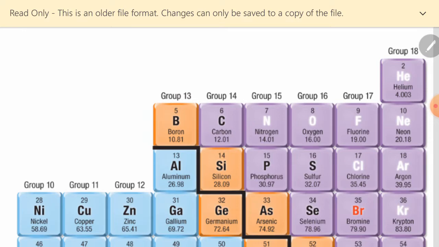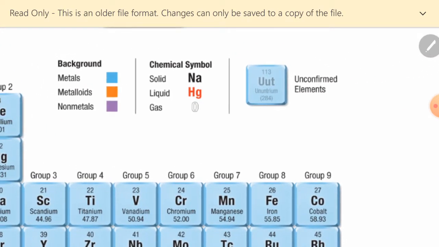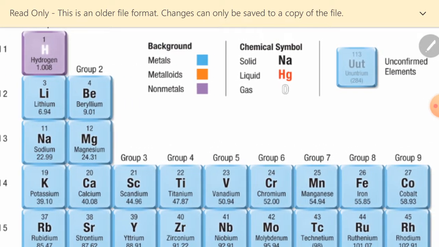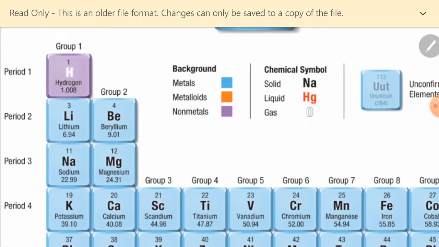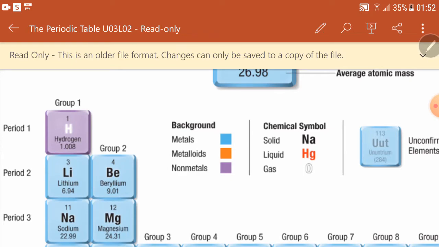Boron, it's 5. Carbon, 6. Nitrogen, 7, and so on, up to 10 in neon. Then in the third line, 11, 12, and like this. Okay, done. Now, let's start knowing about the periodic table.